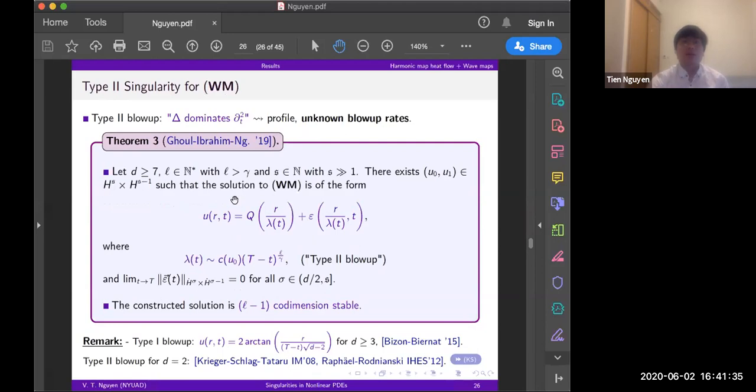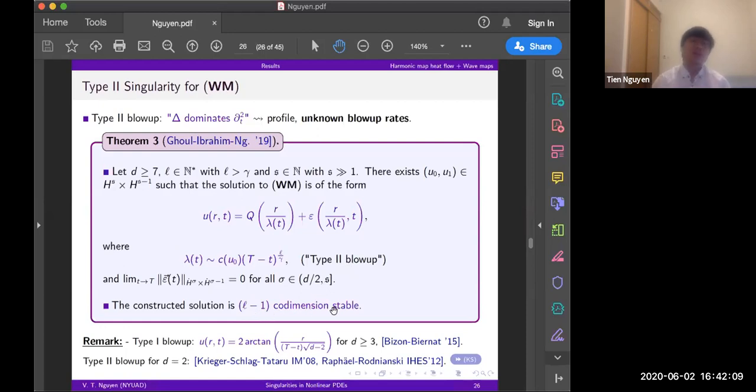And from the perfectly smooth initial data, the solution also decomposes at leading order into the scaled stationary solution, and the remainder can be controlled in a higher Sobolev norm. And here the blow-up rate can be characterized by this formula. Of course, this one is not the self-similar rate, so we call it a tidal flow. And the constructed solution is actually L minus one co-dimensional stable.